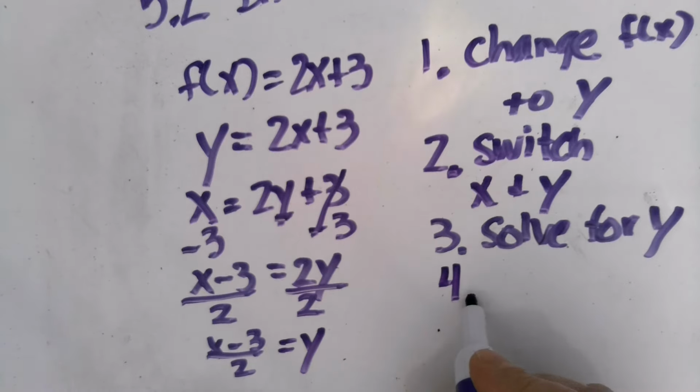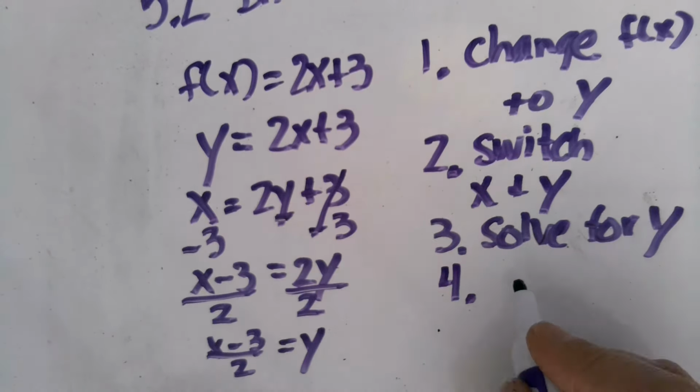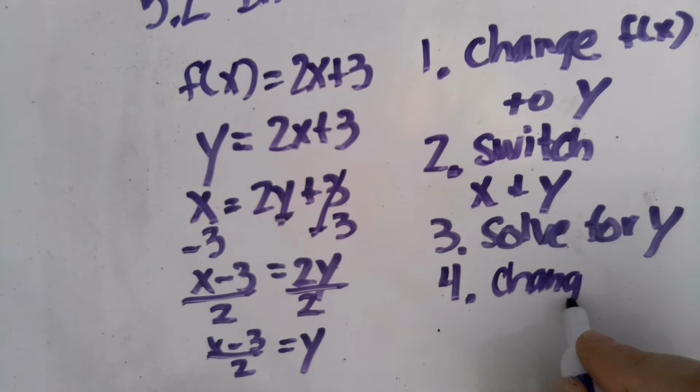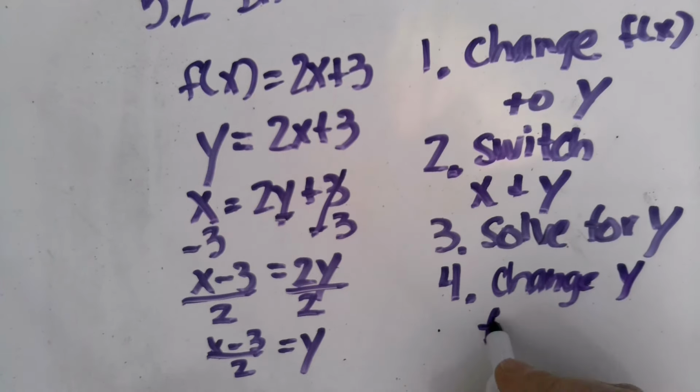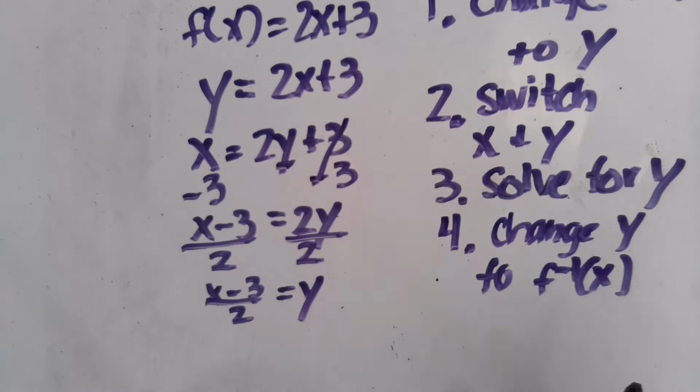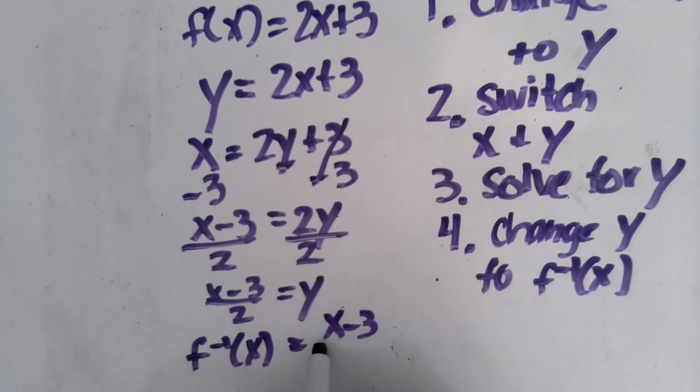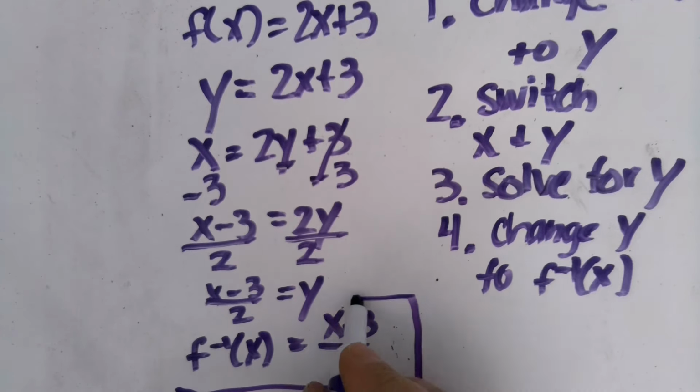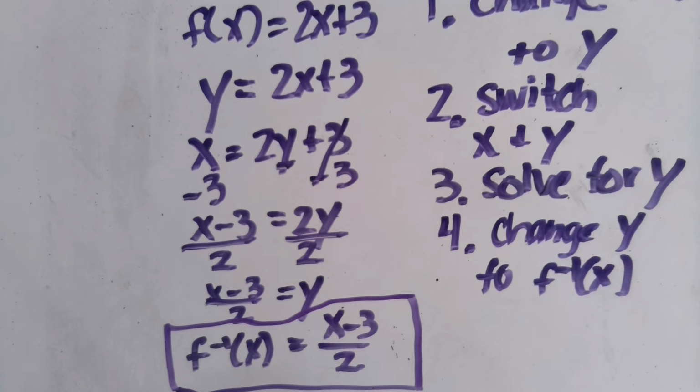Step 4, to indicate that this is an inverse, you need to change y to f inverse of x. This negative 1, f to the negative 1 power, means that it is the inverse. So we would write this as f inverse of x equals x minus 3 over 2. And this would be my final answer.